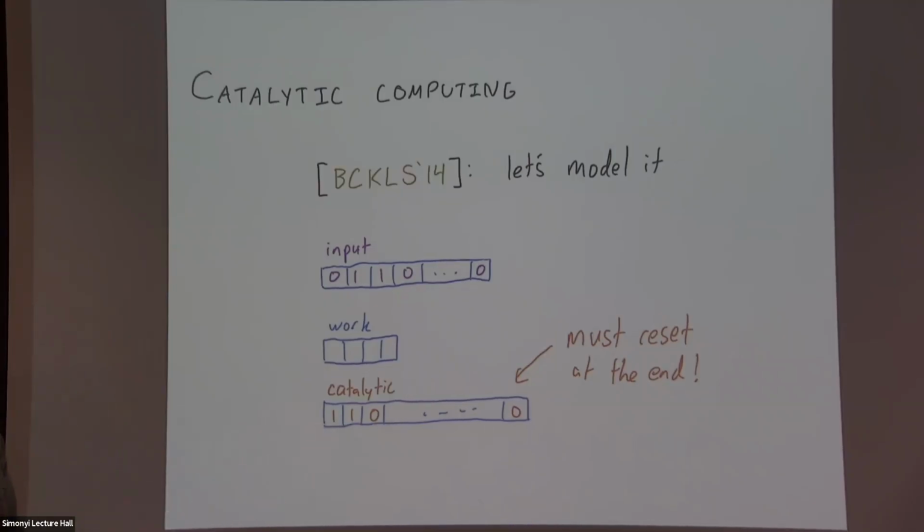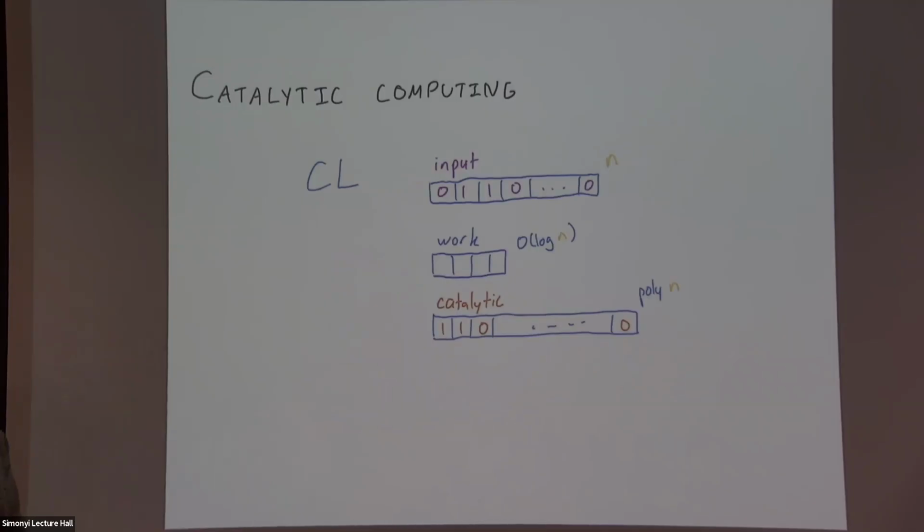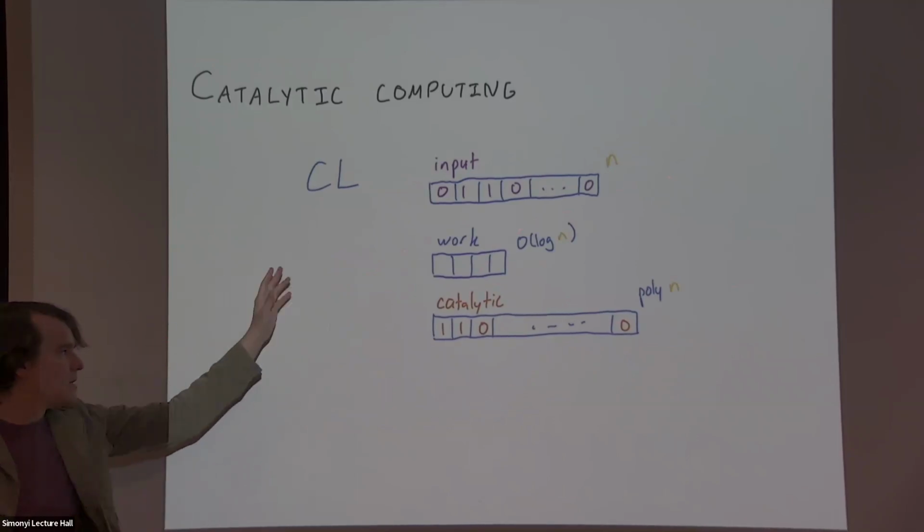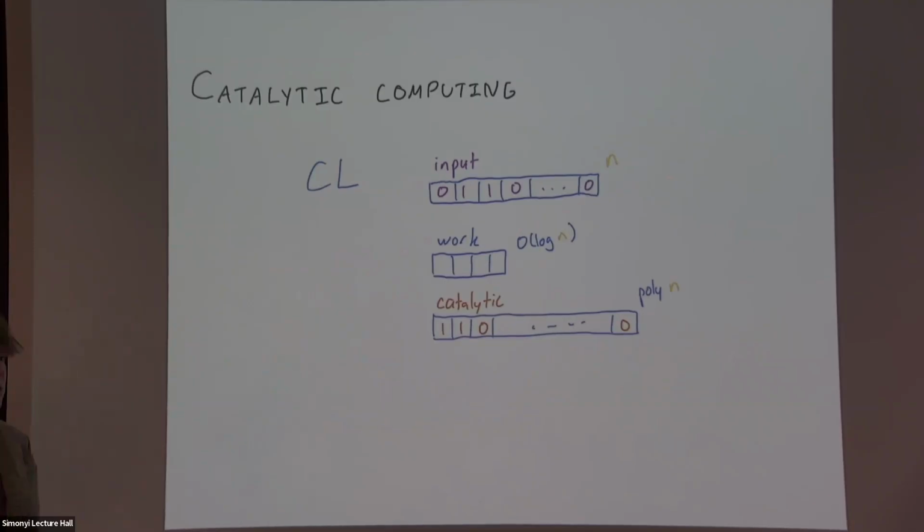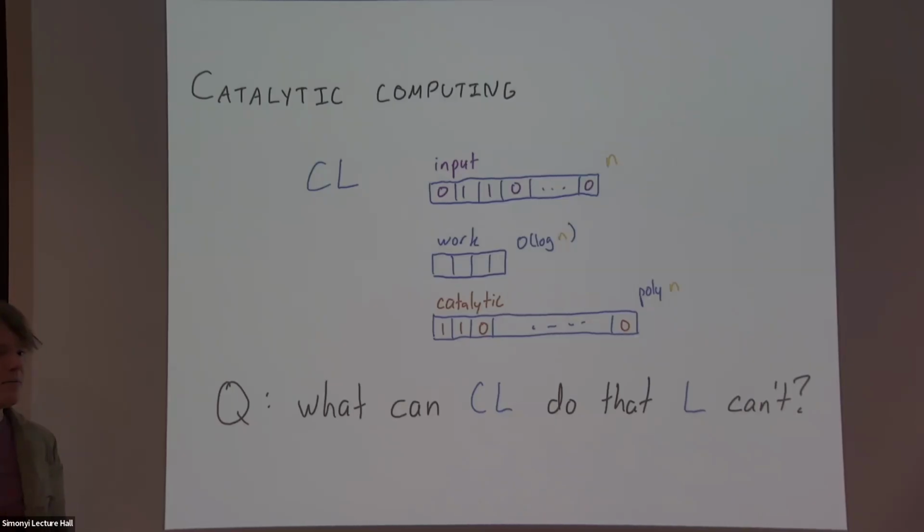But the natural question is, does this do anything? So I said, think of the work tape as logarithmically bounded and the catalytic tape as polynomially bounded. This is called catalytic log space because, corresponding to the work tape, you can instantiate it in other cases, but this is the one we care about for today. And the big question is, what can catalytic log space do that typical log space can't? Because a priori, it's not obvious that this thing helps you at all.